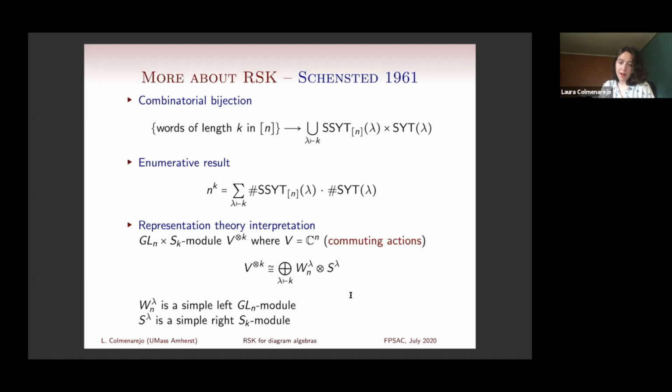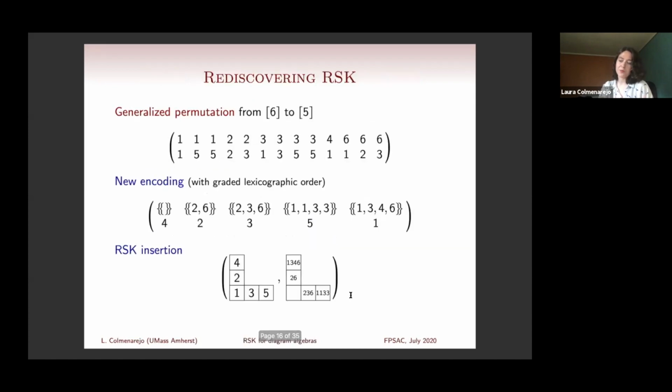And now what I want to do is, instead of... I had in mind that we wanted to insert multisets. So I want to first rediscover the RSK in which I'm going to be considering multisets. I was having this generalized permutation in my example earlier, in which each of the entries on the rows are just integers. And now I want to do a new encoding.